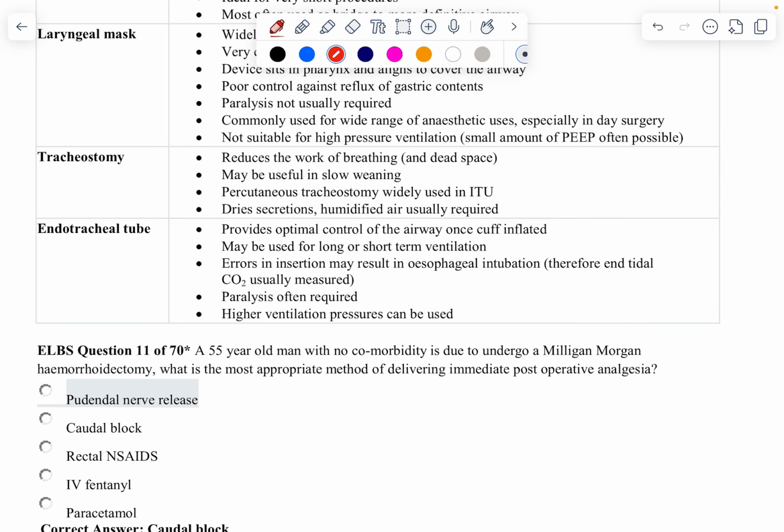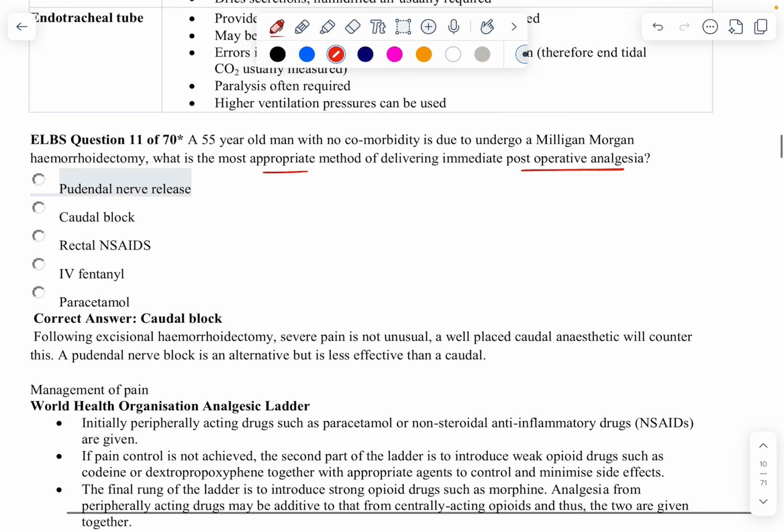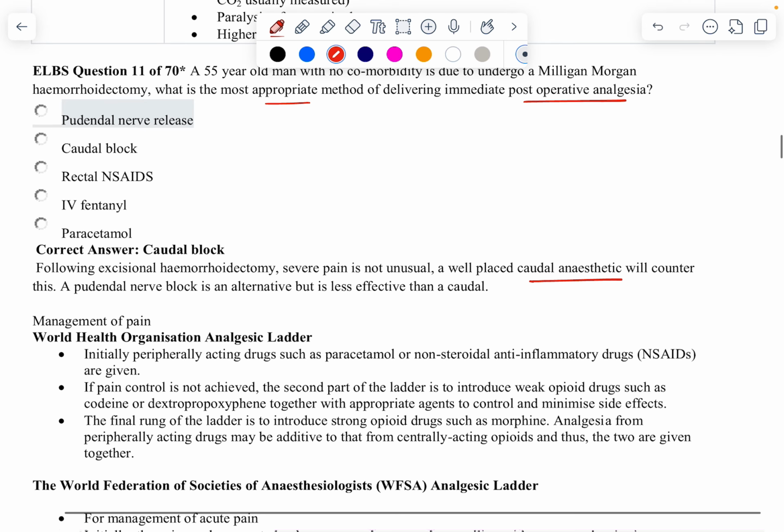A 55-year-old man with comorbidity will undergo Milligan-Morgan hemorrhoidectomy. Which is the proper method of delivering immediate post-operative analgesia? Pudendal nerve block, caudal block is there. Caudal block following severe pain. Caudal anesthesia. Pudendal block is an alternative but less effective initially.